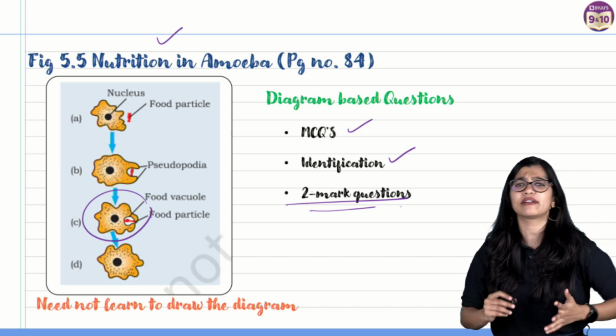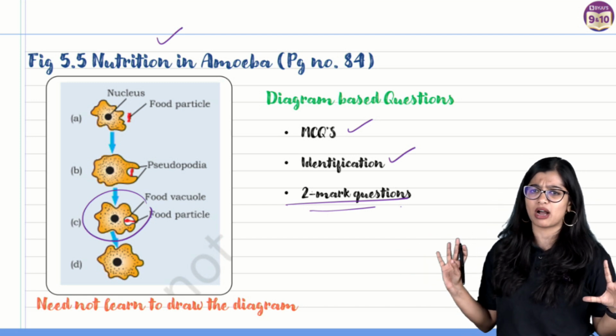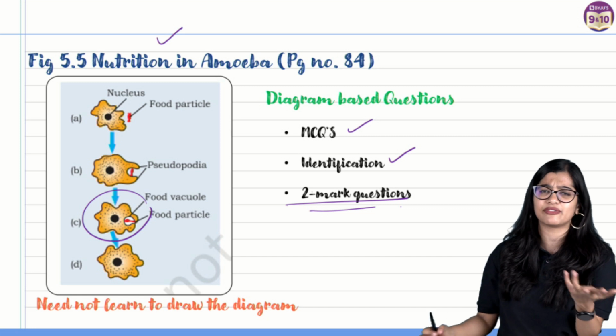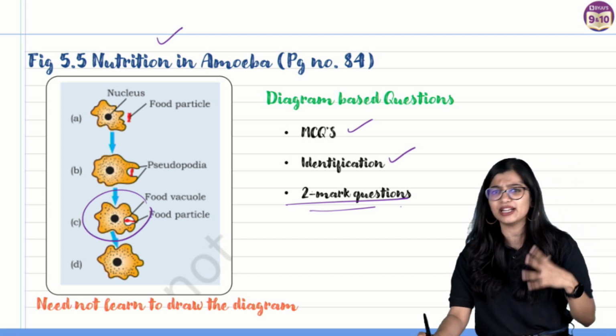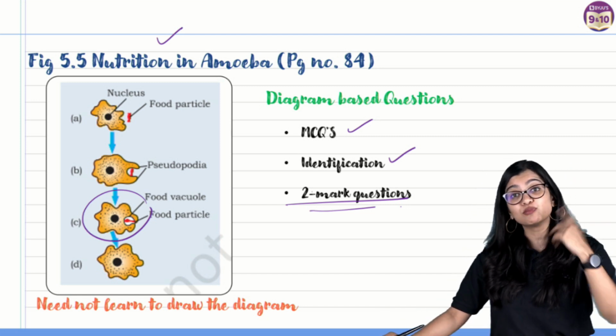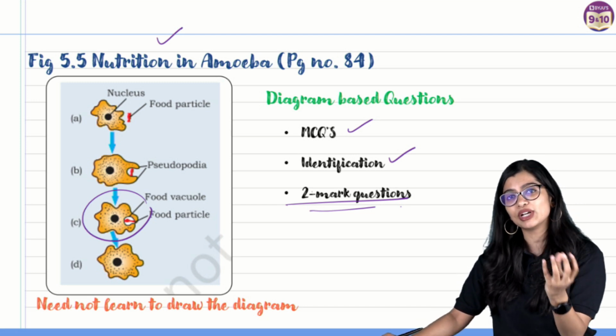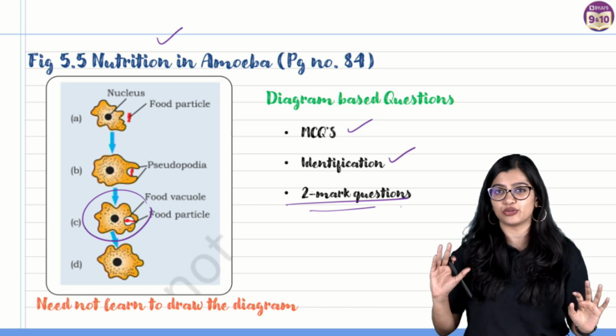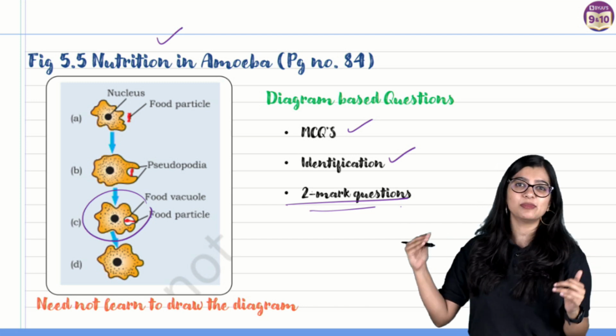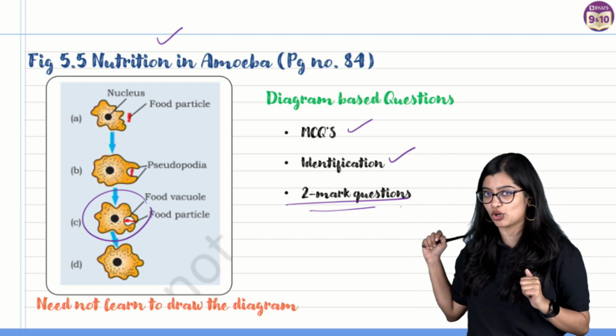Maybe some compare and contrast questions can come in your 2-mark questions, where they'll ask you to identify the difference between amoeba and fungi, right? Nutrition in amoeba and fungi. Or objective questions can come also, right? Where you will have to identify which among these organisms will exhibit this kind of nutrition. So those are the possible questions that you will get from this particular topic.